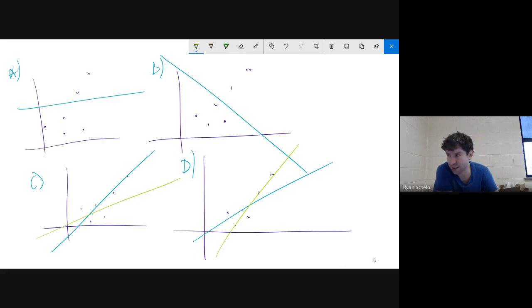What really defines the best fit? It's not just eyeballing it. There's a mathematical specification of what the unique best fit line happens to be. And it has to do with what we call residuals.